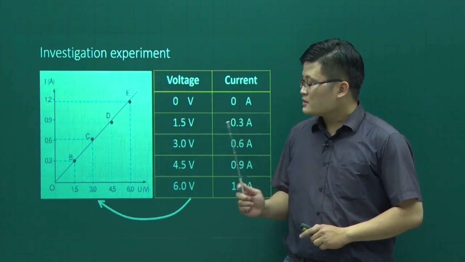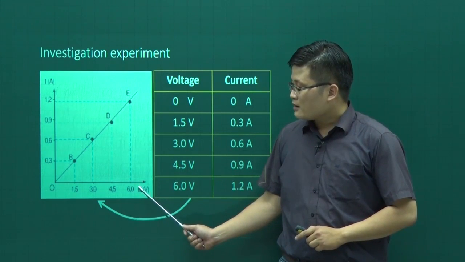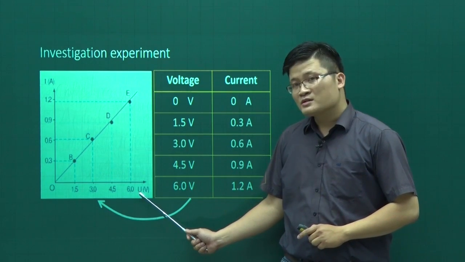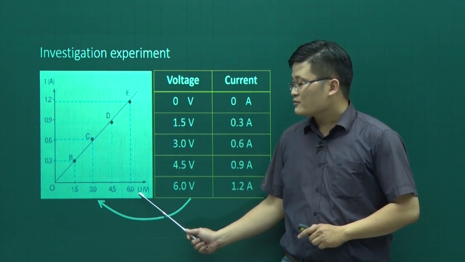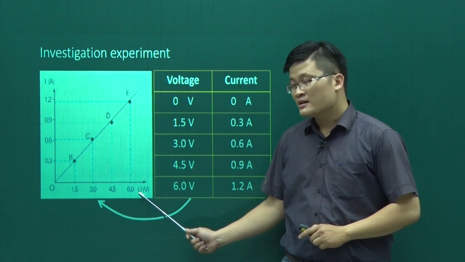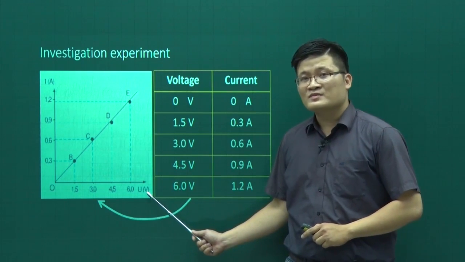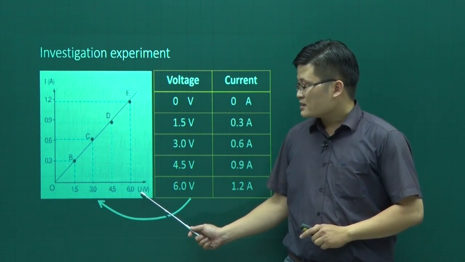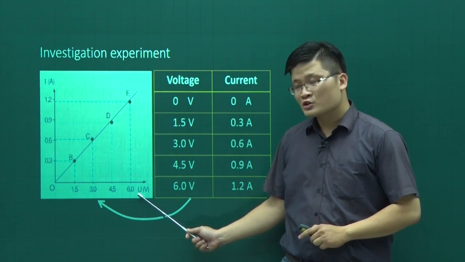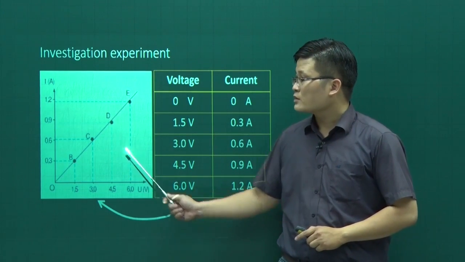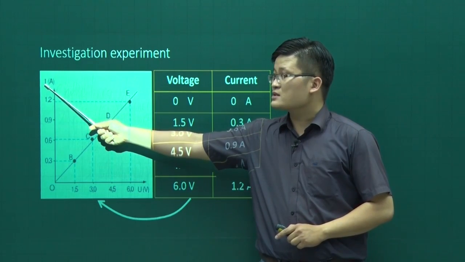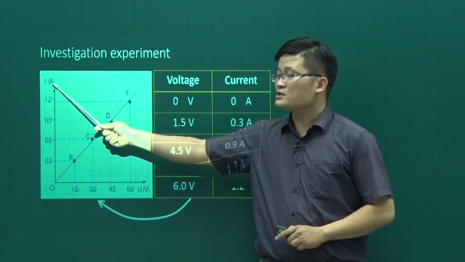And if you look a little bit more carefully, you see on one axis they have to write down the physical quantity, and at the same time they have to write down the unit of that quantity. In this case, the quantity is voltage and the unit is volt. On the vertical axis, the quantity is current and the unit is A.